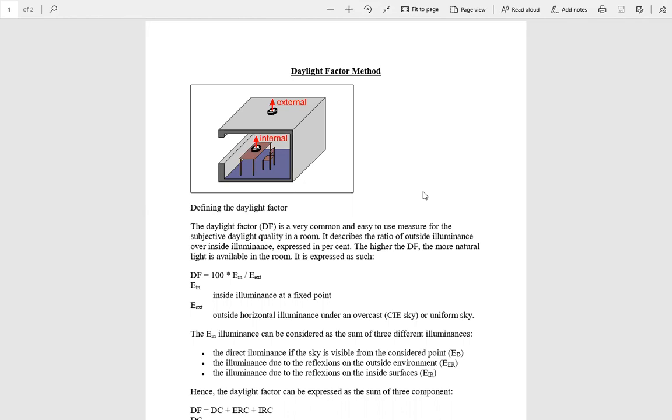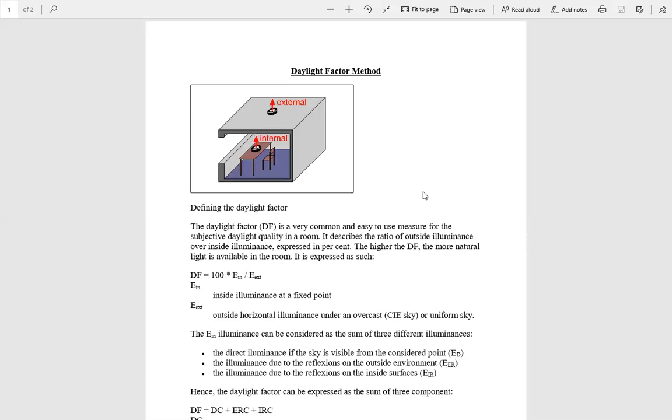The daylight factor is a very common and easy to use measure for the subjective daylighting quality in a room. It describes the ratio of outside illuminance over inside illuminance, expressed in percentage. The higher the daylight factor, the more natural light is available in the room.